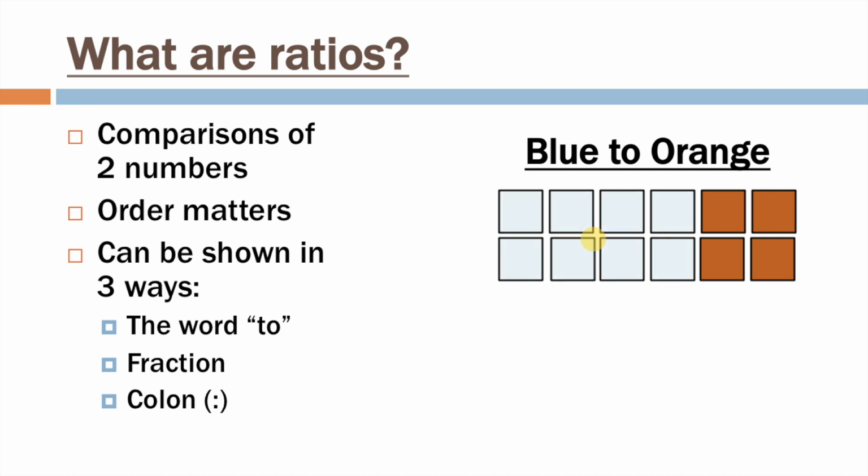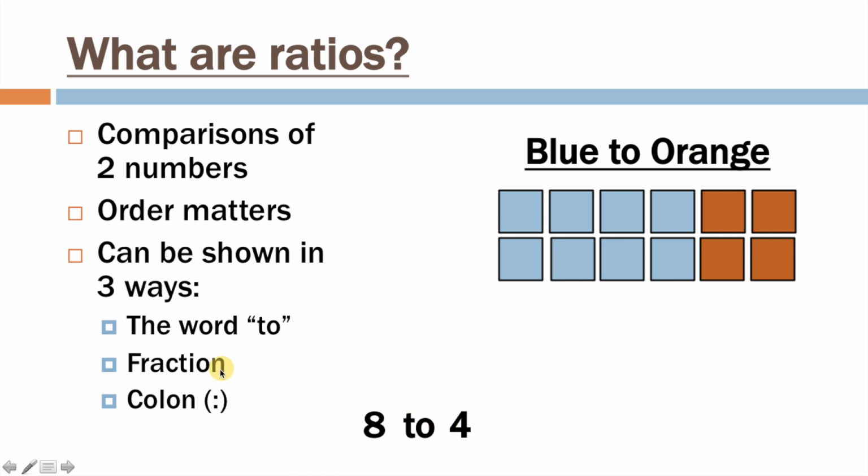Well, how many blue squares do you see? I see 1, 2, 3, 4, 5, 6, 7, 8. So we'll write 8 first in our ratio. Then we'll write the word "to," and then we'll talk about the second part of our ratio, which is the number of orange squares. Well, how many orange squares do you see? Well, I see 1, 2, 3, 4, so that's going to be 4. So our ratio of blue squares to orange squares is 8 to 4.